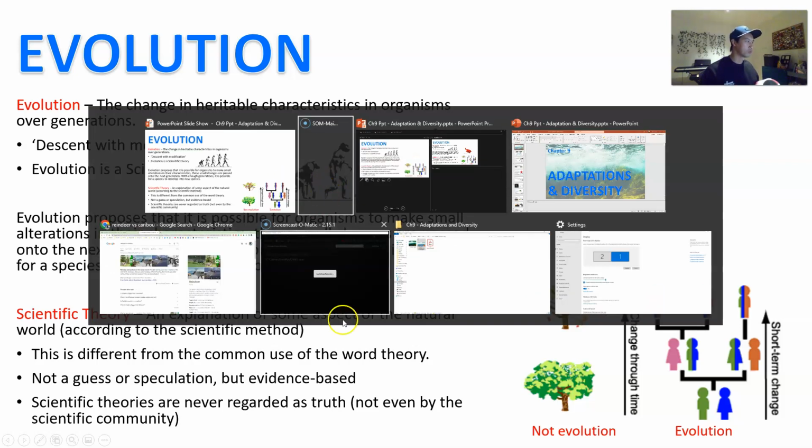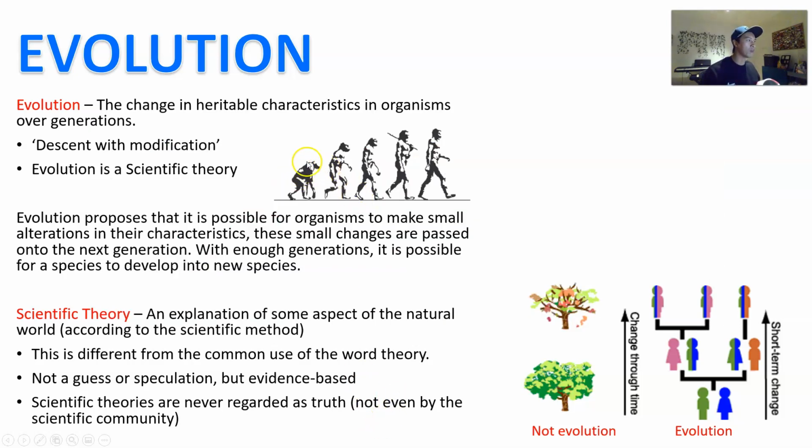and over time being able to change that. Okay, evolution is a scientific theory, and it proposes that it is possible for organisms to make small alterations in their characteristics. These small changes are then passed on to the next generations, and with enough generations, you can have big changes and development of new species.